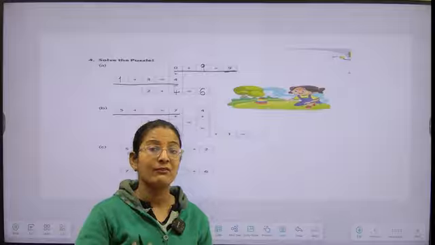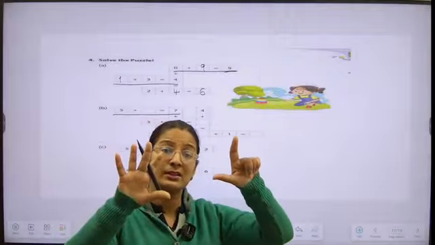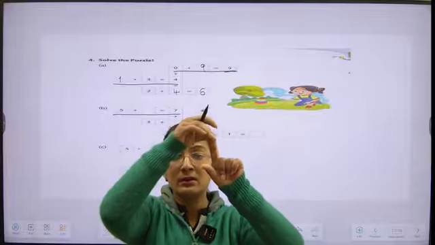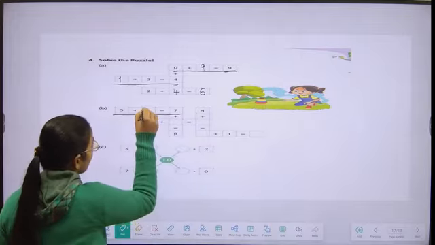I am having 5 with me. और मैं क्या और add करूँ कि मुझे 7 मिल जाए? I have to add only this two, 1 and 2. So what I am going to do over here? I am writing 2.